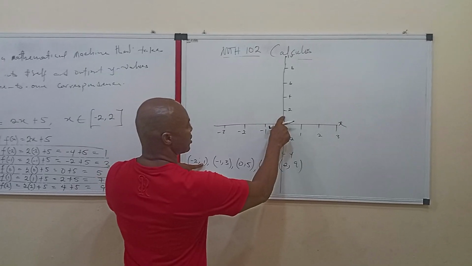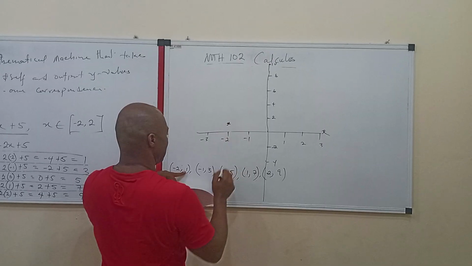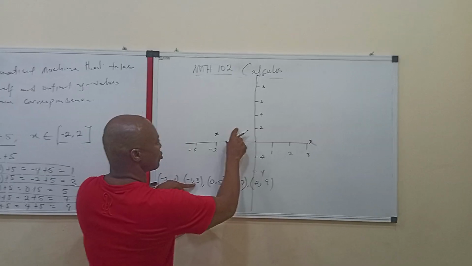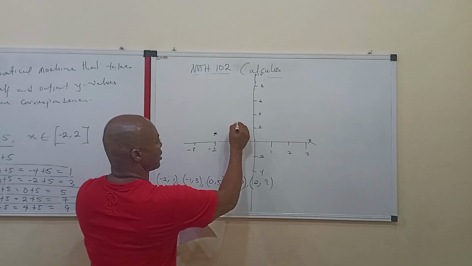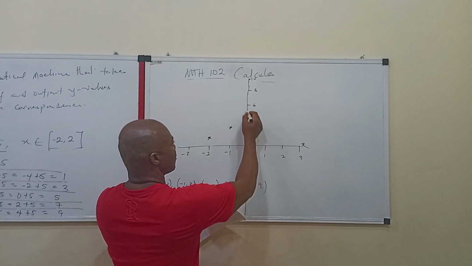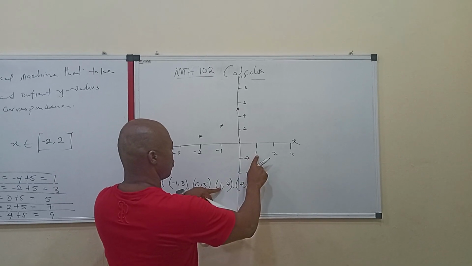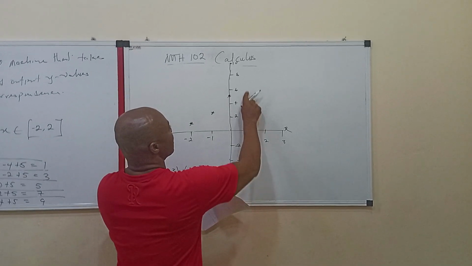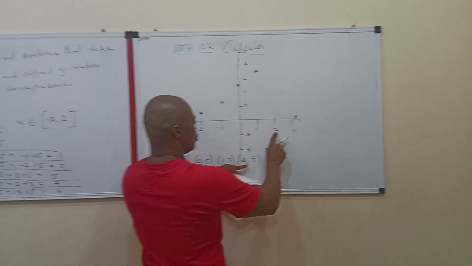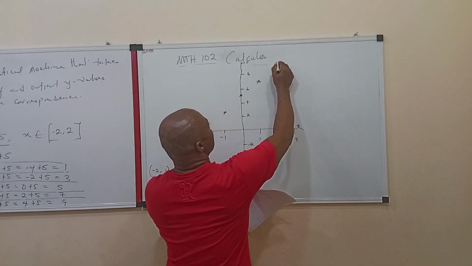So if we are plotting, when it is minus 2, we have positive 1, somewhere here. When it is minus 1, we have 3, something here. When it is 0, we have 5, something on this place. When it is 1, it is 7, somewhere here. And when it is 2, we have 9, somewhere here.